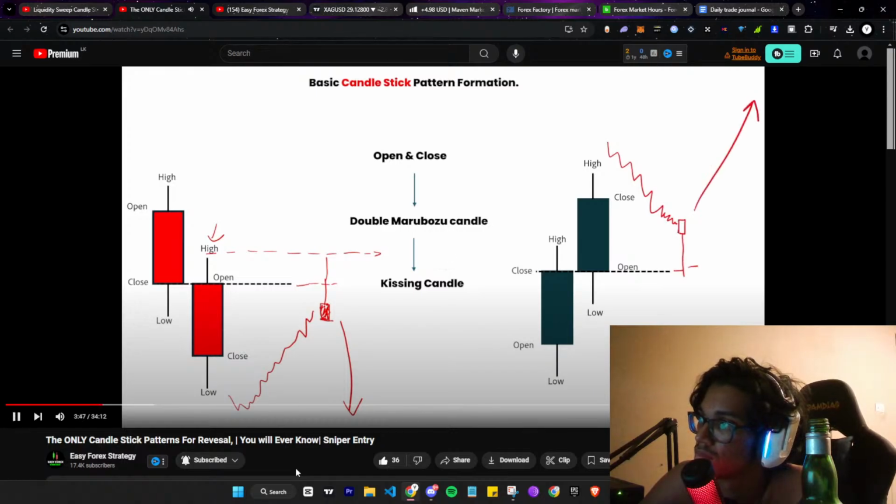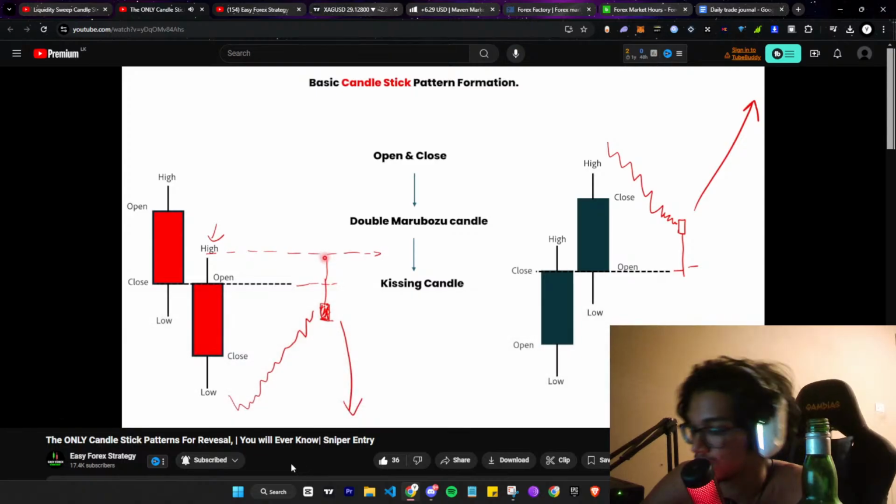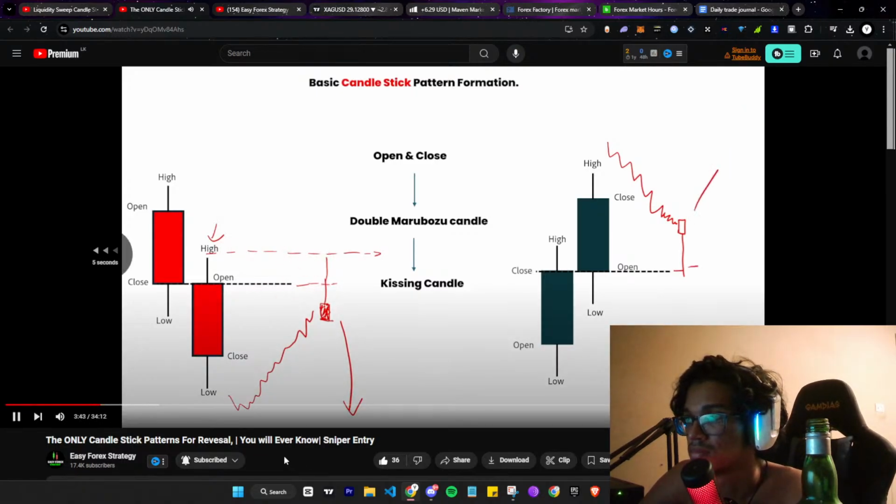But it doesn't have to always be this easy. So if you spot this kind of thing in the higher time frame, that means in the lower time frame, maybe let's say price is around this area here, you will roughly go to the lower time frame so that you can at least try to enter the market.